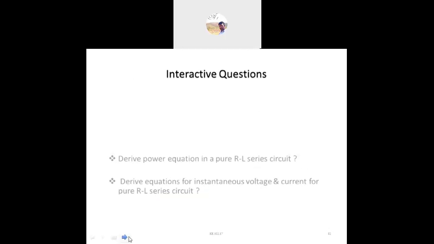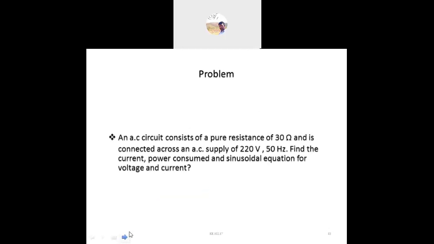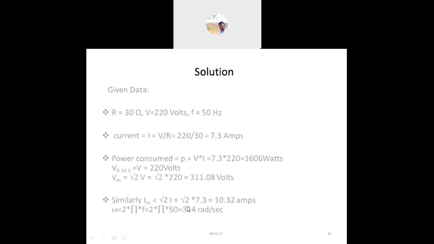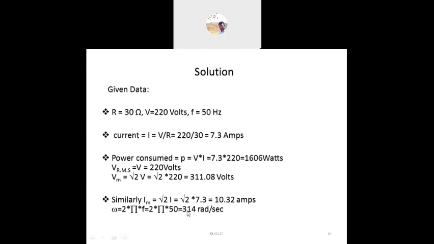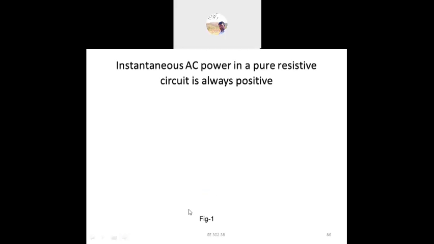Next, some problems on the RL circuit. We have a given R and supply voltage, and we have to find the power consumption, how much power is consumed and how much voltage and current is flowing through. This is a problem for you, and the solution is also there. Just solve it yourself.